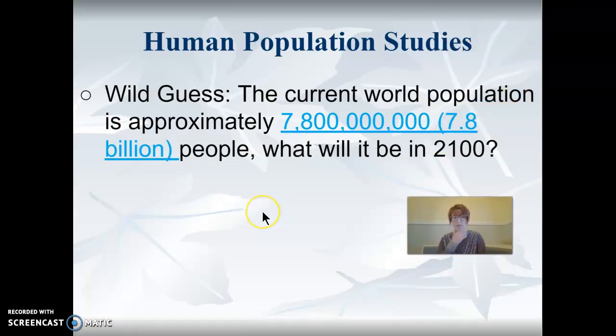So I want you to pause right now and take a wild guess. Right now, we have 7.8 billion people on our planet in 2020. What do you think it will be in 80 years in 2100? Just take a guess.